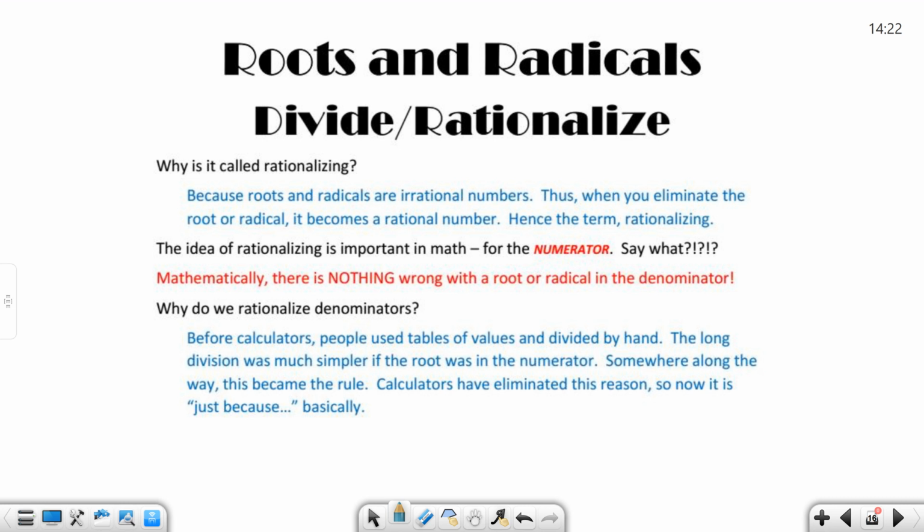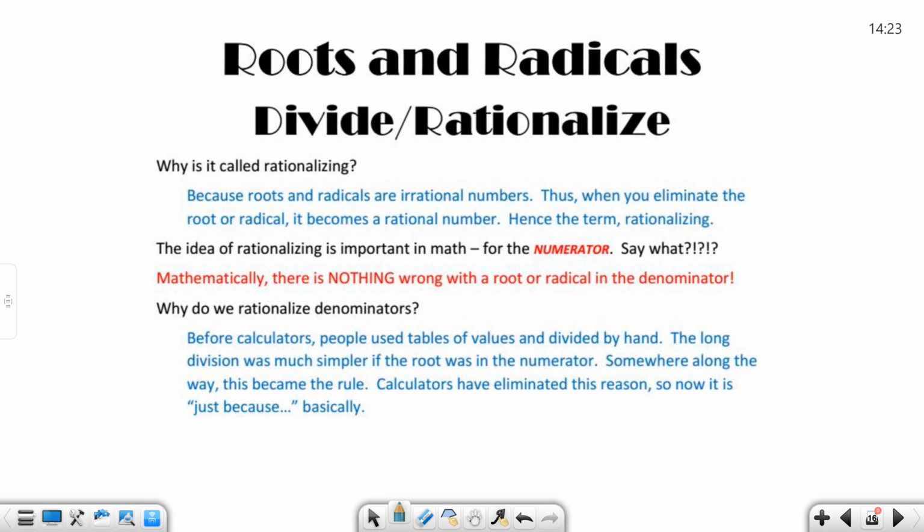All right, before calculators, people used tables of values and divided by hand. The long division was much simpler if the root was in the numerator. So if you did not have the square root in the denominator, then the long division that they did by hand using these tables of values was much easier. So somewhere along the way, this became the rule. They just said, look, it's so much easier when the root's in the top in the numerator. Let's just make it a rule. Let's just say you can't have it in the bottom, in the denominator.